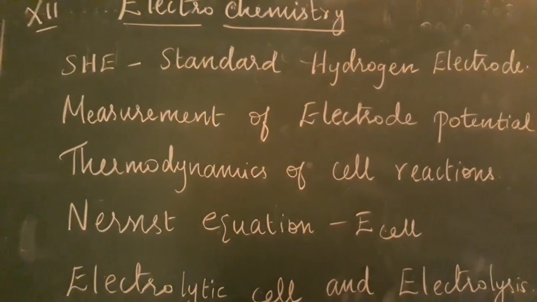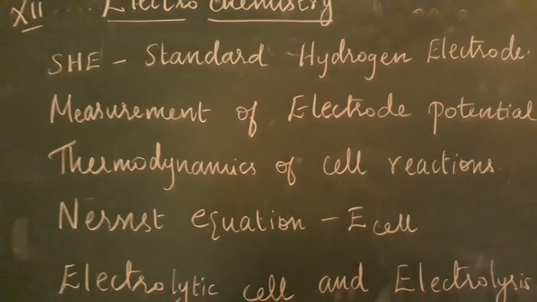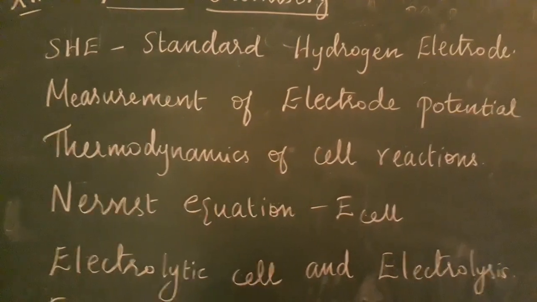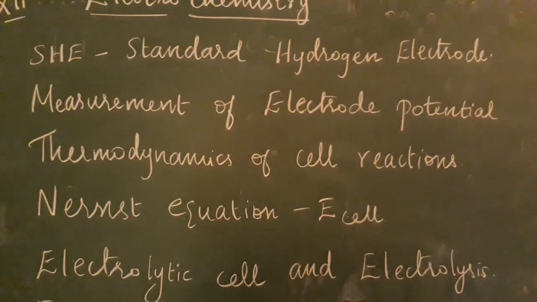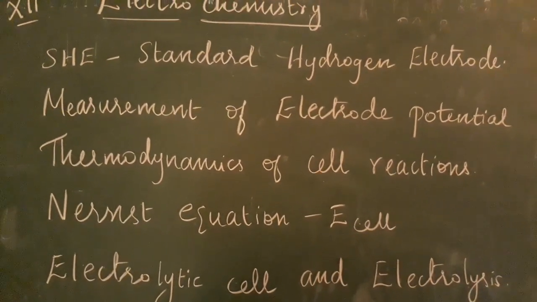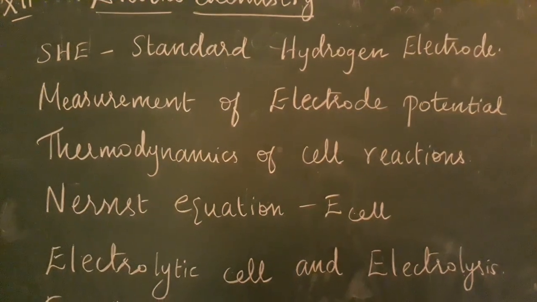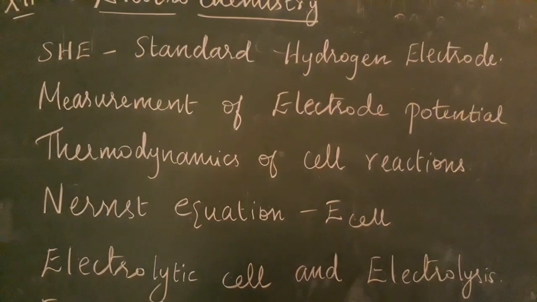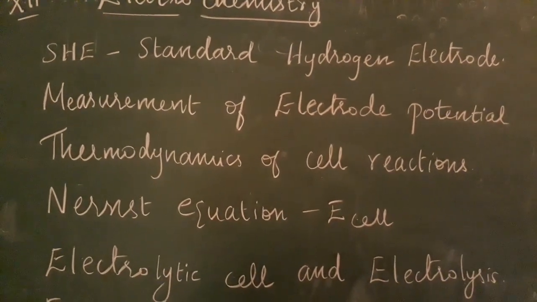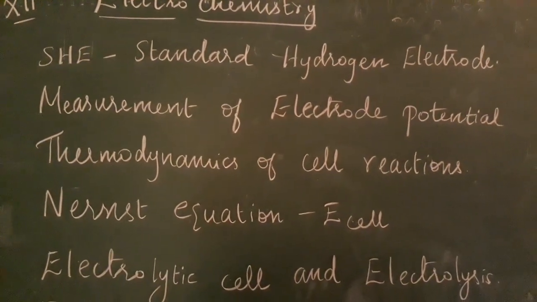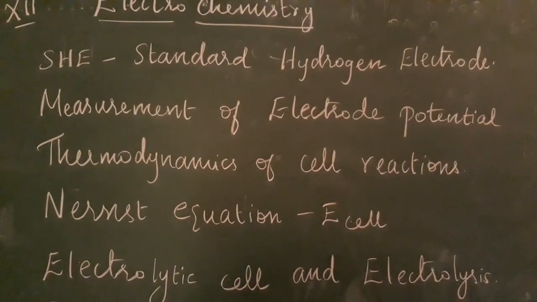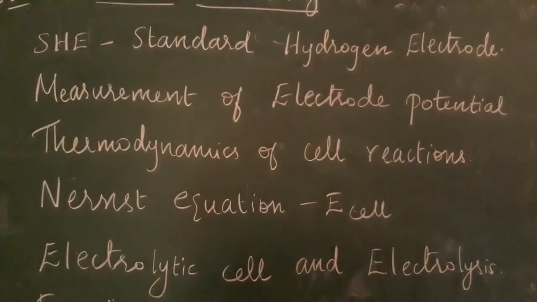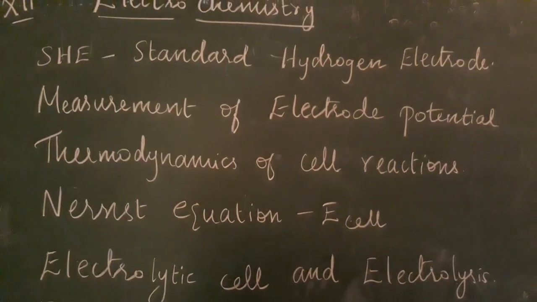So the next topic is measurement of electrode potential. With the help of the standard hydrogen electrode, we can calculate the electrode potential, any one of the electrode potentials. We can't find both electrode potentials simultaneously. So one of the electrode potentials we have to take as a reference. That reference electrode is the standard hydrogen electrode. That is a reference electrode. With the help of this reference electrode, we can find out the electrode potential of that galvanic cell.